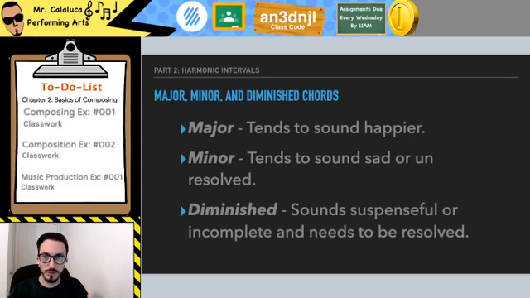A major chord, just like our major scale that we're going to have, tends to sound happier, while a minor chord tends to sound sad, or in this case, unresolved, all right? And a diminished chord sounds suspenseful, incomplete, and it needs to be resolved or finished, okay? We're going to be looking at how all these chords interact with each other one after the other too, okay? And that's what you guys are going to be exploring this week.